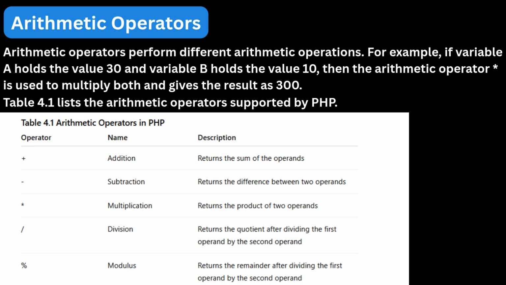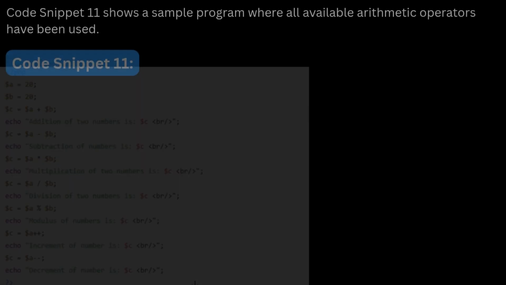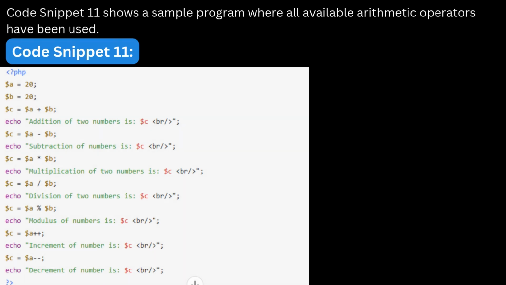These arithmetic operators form the foundation of many calculations in PHP, whether you're building simple programs, working with dynamic data, or performing complex mathematical operations. Understanding how each operator behaves will help you write cleaner, more efficient, and more powerful PHP code as you continue learning. Now that we've learned about the different arithmetic operators in PHP, let's take a look at code snippet 11, which demonstrates how each of these operators works in an actual PHP program.